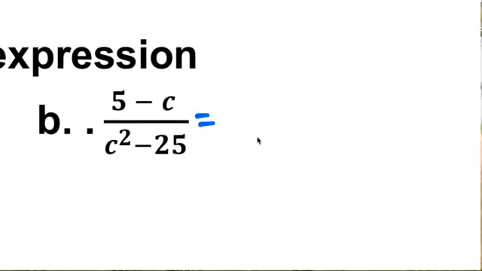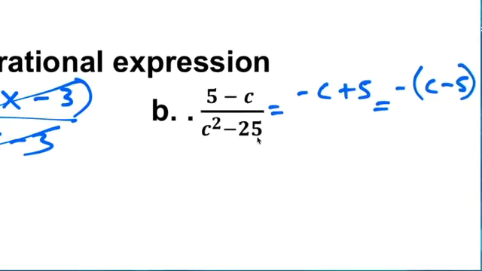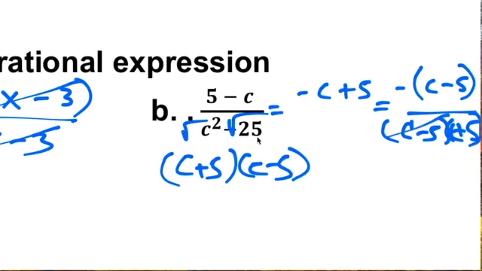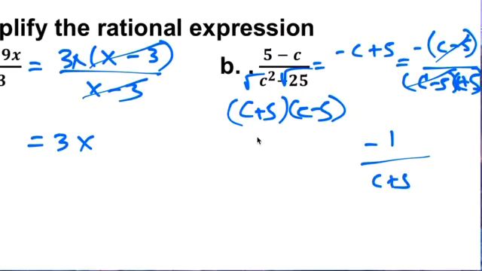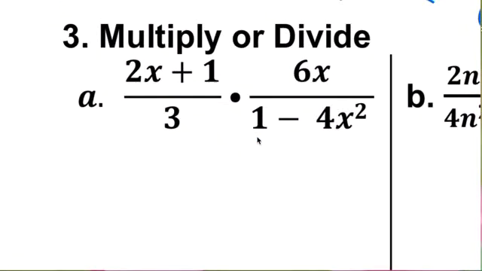Not in standard form. Let's write it in standard form. Negative c plus 5. Let's factor out a negative. Got c minus 5. Denominator, perfect squares, c plus 5, and then c minus 5. Have negative 1 over c plus 5. Okay. All right.